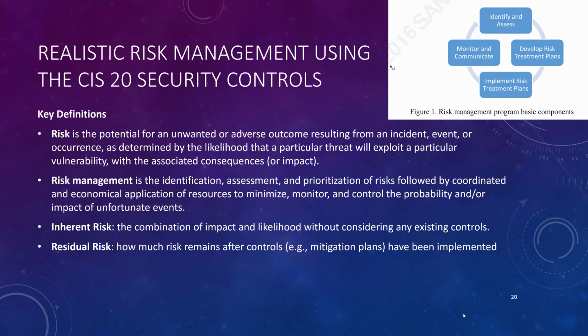All right, so we're going to start off with some core definitions from the paper. Most of these should make a lot of sense based on what you've already done within the course. I'll highlight the differential at the bottom between inherent and residual risk. Notice that inherent risk is going to be that combination of impact and likelihood without considering existing controls. And residual risk is what risk remains after those controls have actually been implemented.